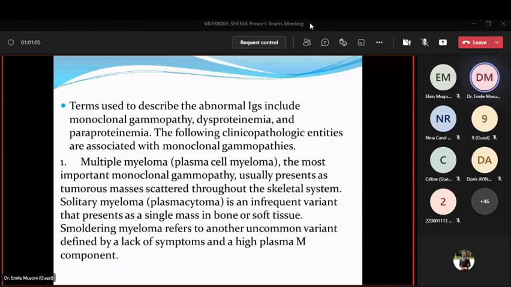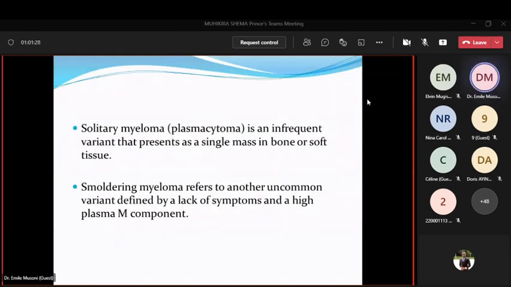When it is a single tumor, it is called plasmacytoma, an infrequent variant that presents as a single mass in the bone or soft tissue. Smoldering myeloma refers to another common variant defined by lack of symptoms and a high plasma M-component. Solitary myeloma is called plasmacytoma.